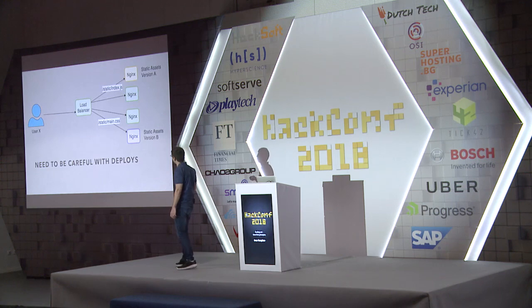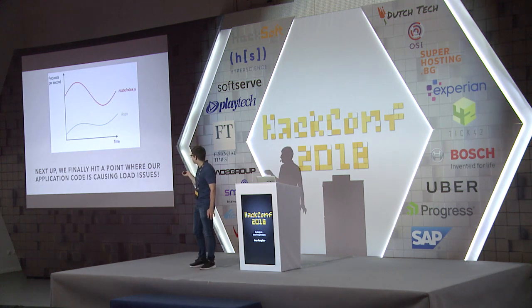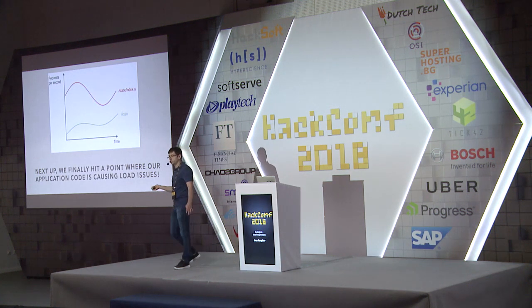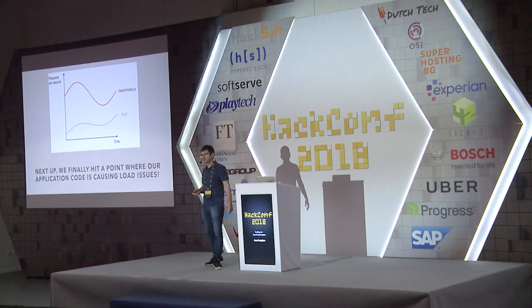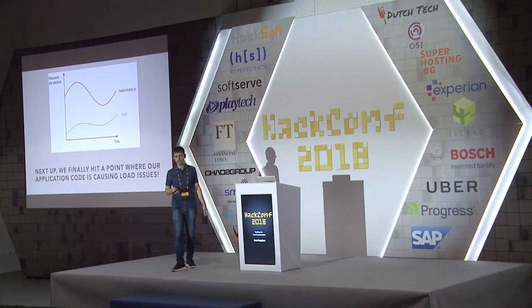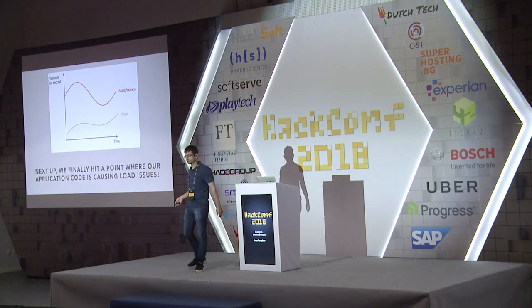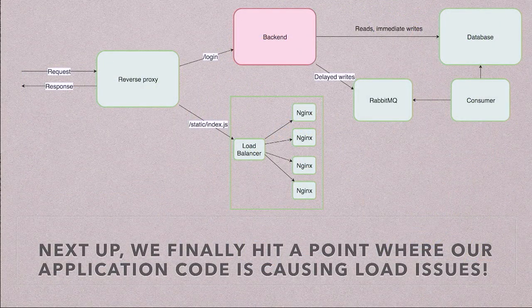Okay. So we solved this. We have this nice cluster of Nginx instances. It's all cool. So next, we finally hit a point where our application code is causing load issues. So the marketing site is on fire, but we solved that. And then the conversion is finally going up. So we actually have load issues on our website, in our application code. So the problem now in the architecture is here. The problem in the component is this one. So we take our backend, and what should we do about it?